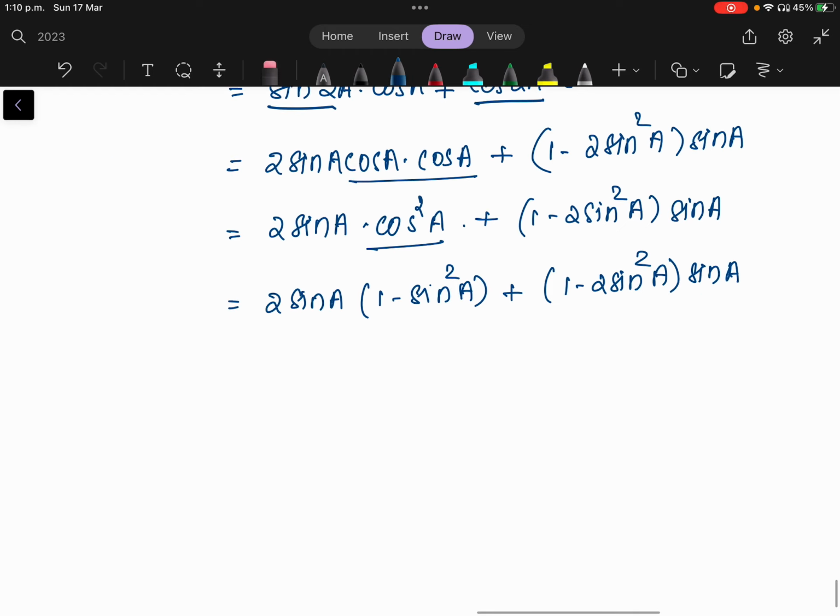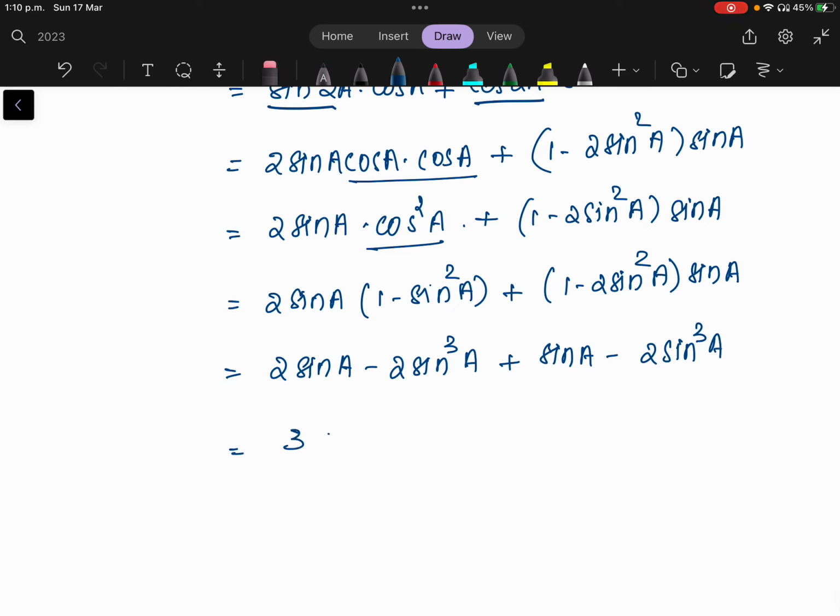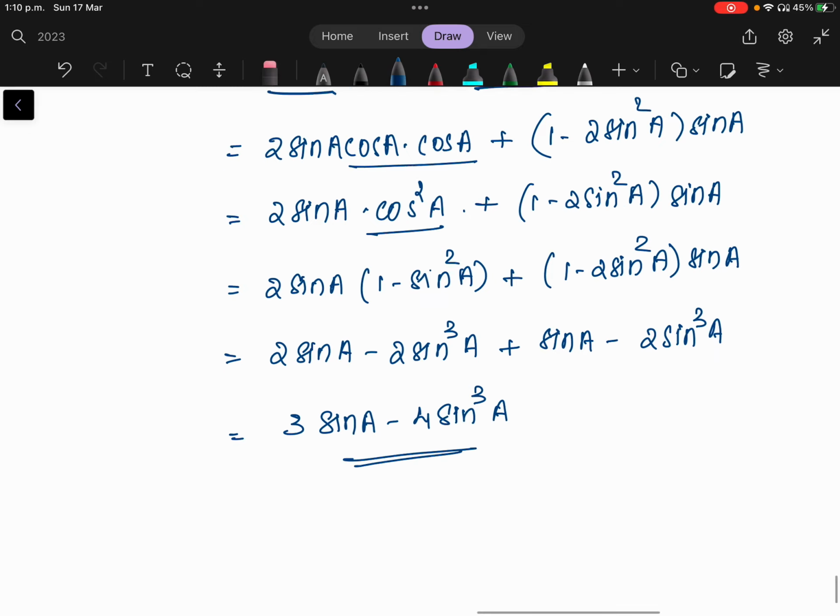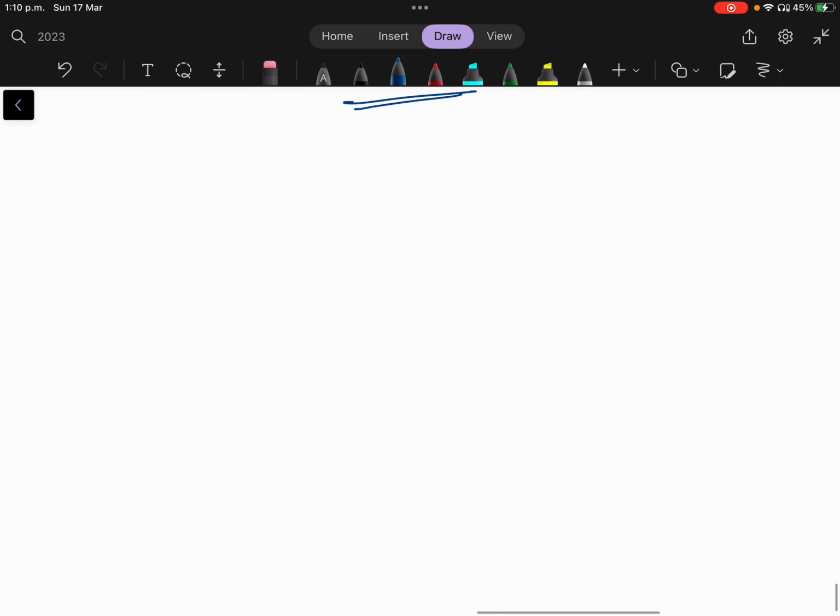Now it's simply simplification. So 2 sine A minus 2 sine cube A plus sine A minus 2 sine cube A, that is equal to 3 sine A minus 4 sine cube A. Similarly, you can derive whichever values are required. Now let's move on to a different question.